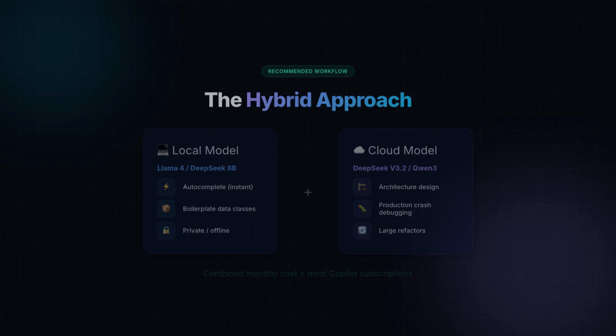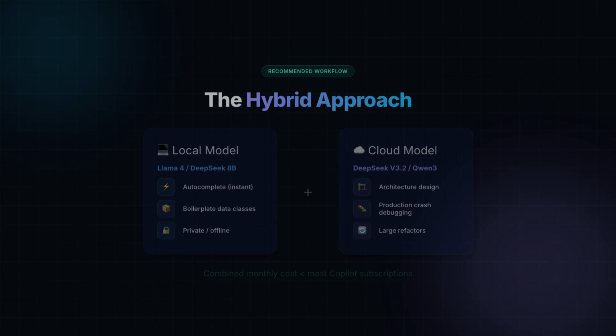The workflow that actually works in practice, the one most senior Android developers are quietly adopting, is a hybrid approach. Local models handle the fast, low-stakes tasks: completing a data class, generating a simple composable, translating a Java snippet to Kotlin, writing a boilerplate repository stub. These are cases where you want instant response, you don't want code leaving your machine, and the quality bar is low.